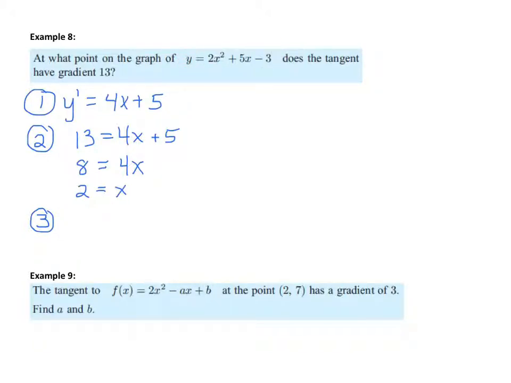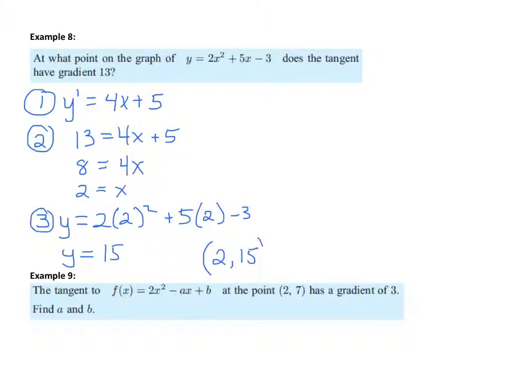So let's go ahead and do that, and we'll say 2 times 2 squared plus 5 times 2 minus 3. We just got to make sure we follow through with our order of operations. This means that the y value when x is 2 is 15. So the tangent line has a gradient of 13 at the point (2, 15).